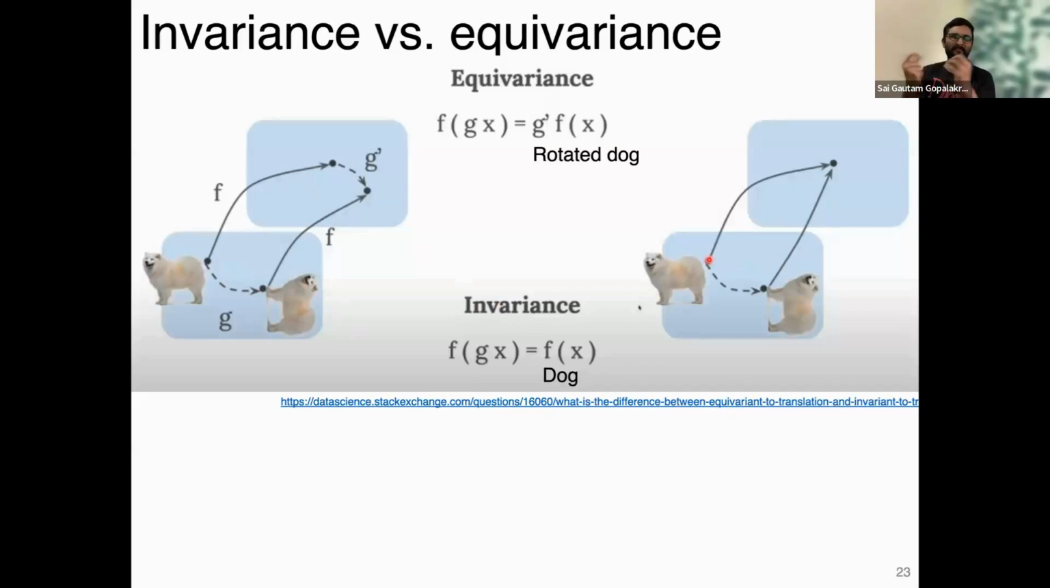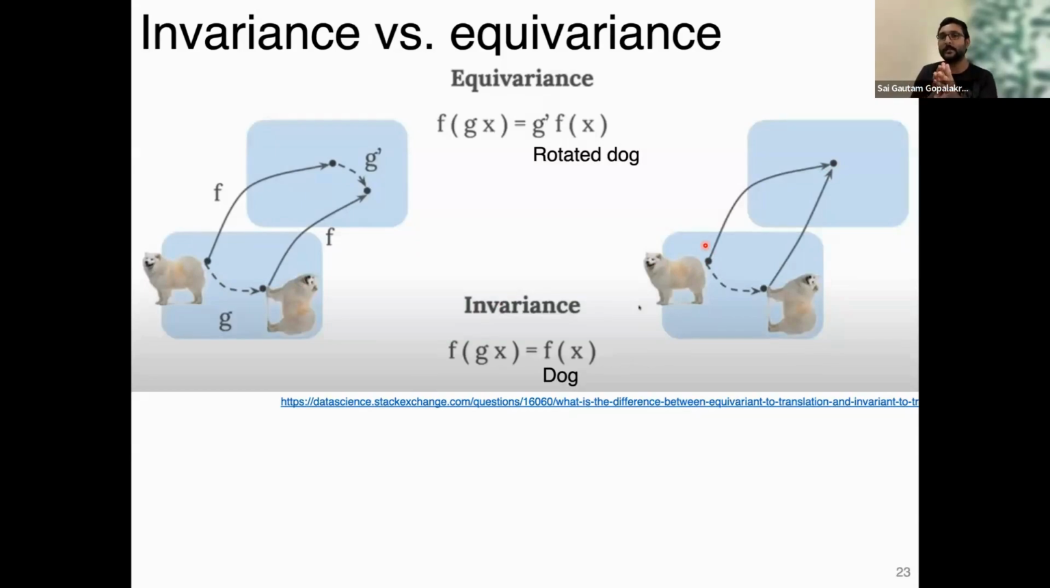Now a point is invariant in an image. What I mean by invariant is it doesn't really get affected by how you rotate. A point is a point, right? So that's an invariant in your image. And models that are invariant do not intrinsically understand how rotations, reflections, and translations behave.